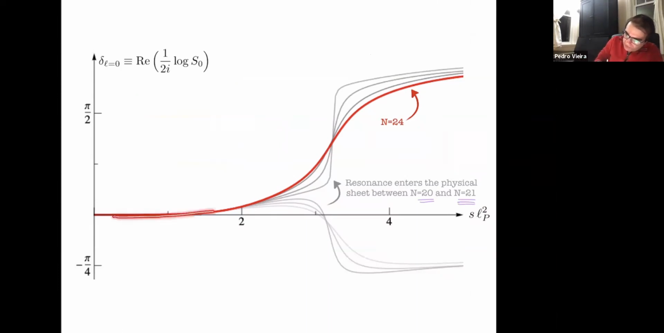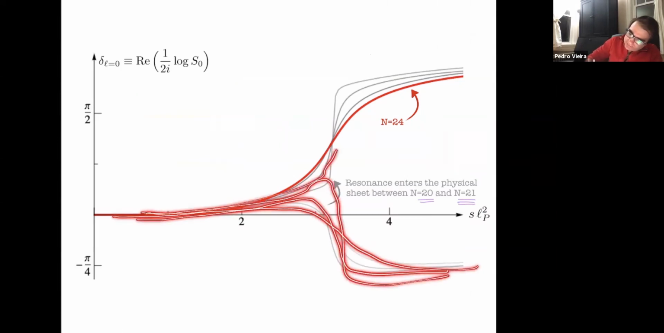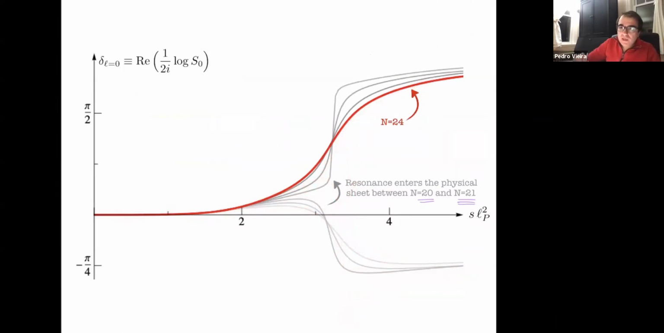I'll draw it with a pointer. You start with something like this, and then some bump starts to appear, and then some bigger bump, and then some bigger bump. And when it's this bigger bump, you just discontinuously put this stuff here, right? But it's continuous. What is happening between this point and this point, when the bump starts developing and then passes by pi over 2 at some point, is that the resonance is entering the physical sheet. So as n max is increasing, an unstable particle is emerging and getting into the physical sheet.